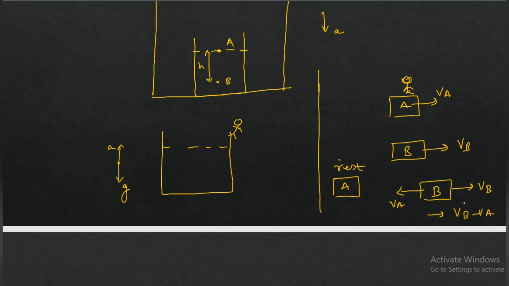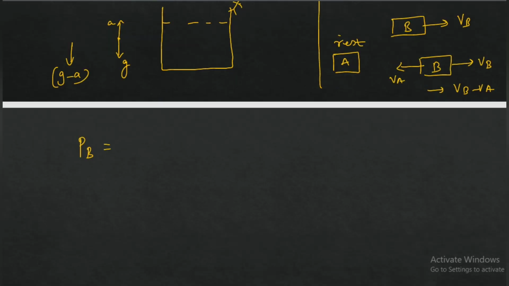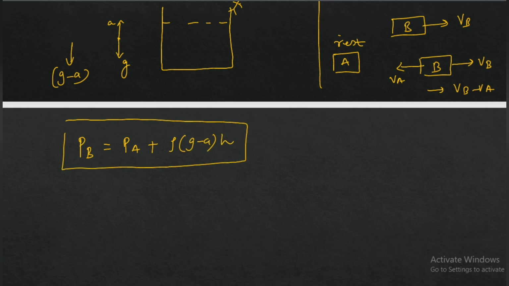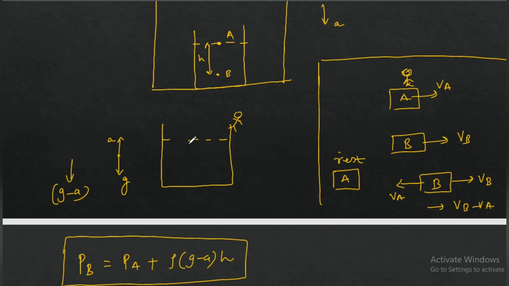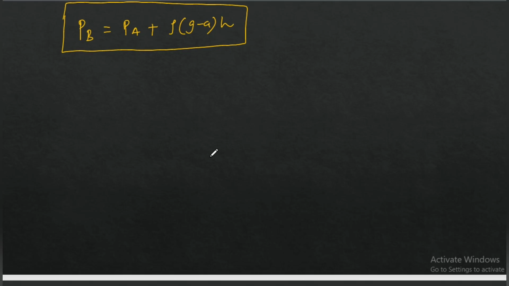So we are doing the same thing here also. We are doing this with acceleration. This is true with acceleration as well as velocity, right? So here the effective acceleration is G minus A. So PB equals PA plus rho times (G minus A) times H. So in this manner, we can solve the problem of accelerating fluid, right?